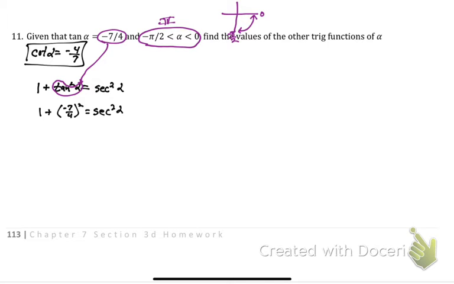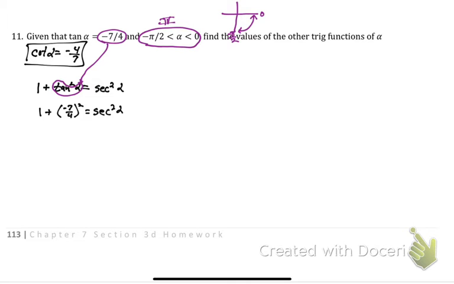Wait, I'm confused. Why did I flip it back to negative 7 over 4, instead of using the negative 4 over 7? Well, notice this is 1 plus tangent squared. You could have. Now, this will get me secant. Secant will get me cosine because I'll flip it at the end. So I'm going to work through this, and I'm going to get secant equals some number. I'm going to flip it, and I'll have cosine.